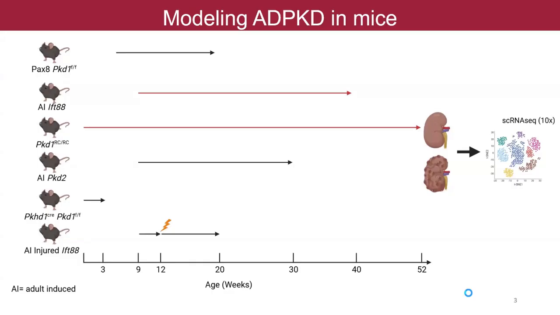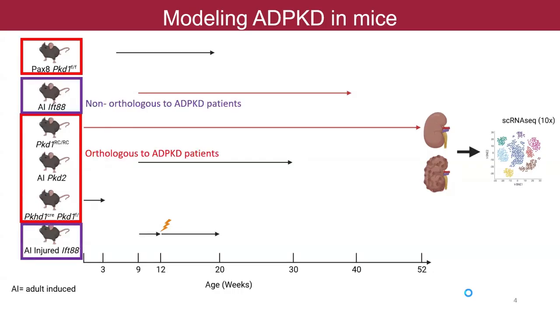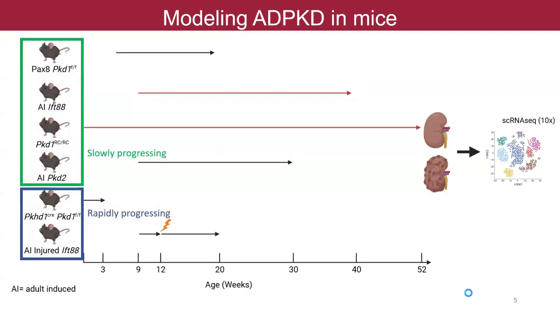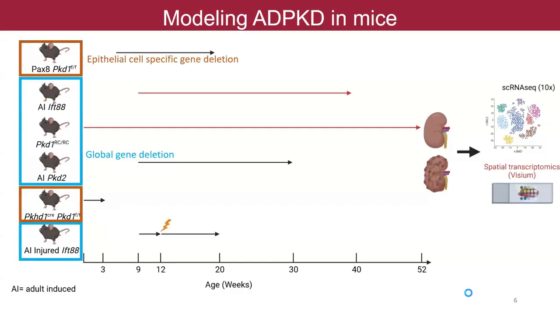Now, the y-axis in this figure is giving you the age of the mouse in weeks, and the arrows that are present indicate when the disease starts, as well as when the disease ends in these respective models, with the length of the arrow roughly representing the length of the disease that they suffer. So again, we have models that are orthologous to ADPKD patients as well as non-orthologous, like our IFTD8 model. We have mouse models that are slowly progressing, representing those lower classes of our ADPKD patients. And then we also have rapidly progressing models in this atlas. And we also have models that have a global gene deletion as well as epithelial cell specific gene deletion.